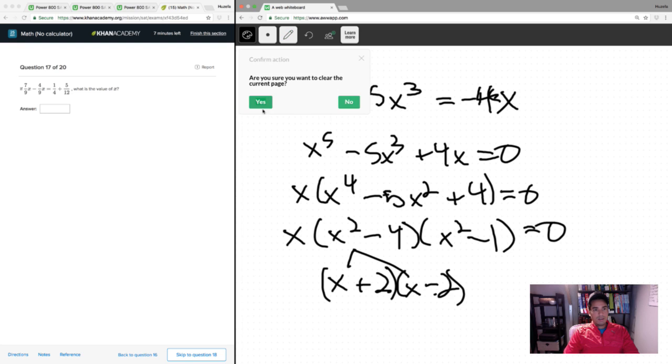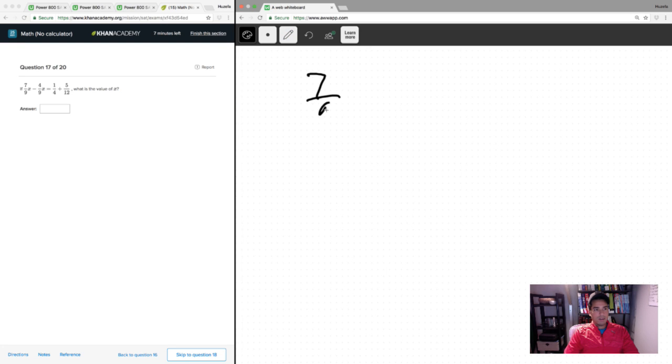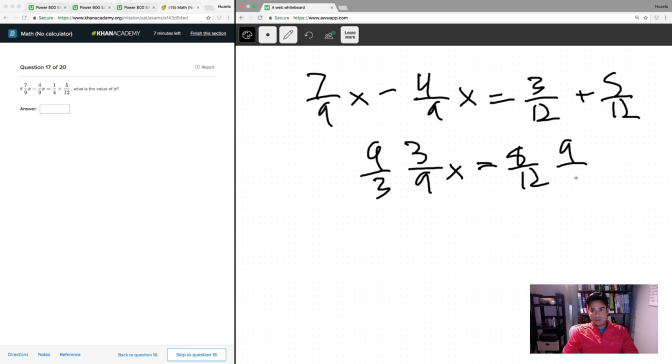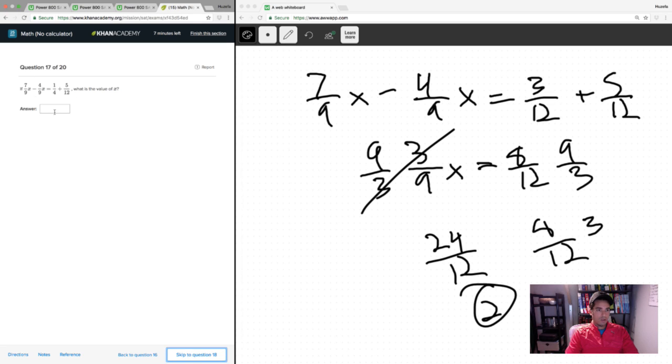Let's clear this. Solve for this. 7/9 x minus 4/9 x equals 1/4. I'm going to just put it in common denominators. 3/12 plus 5/12. This becomes 3/9 x equals 8/12. And then we can just multiply both sides by 9/3. And 9/3 is really just 3. So it's 24 over 12, which is 2. So 2 answers in a row, we got 2.